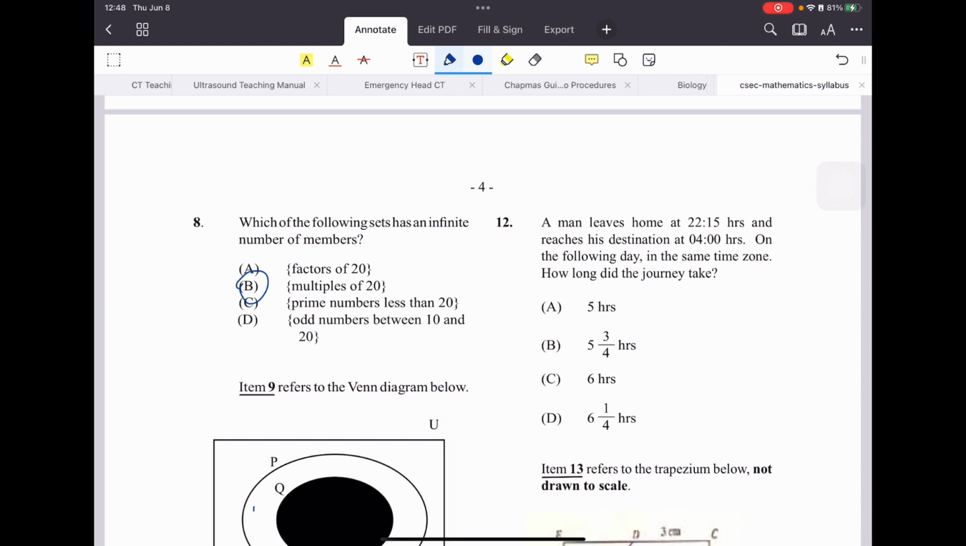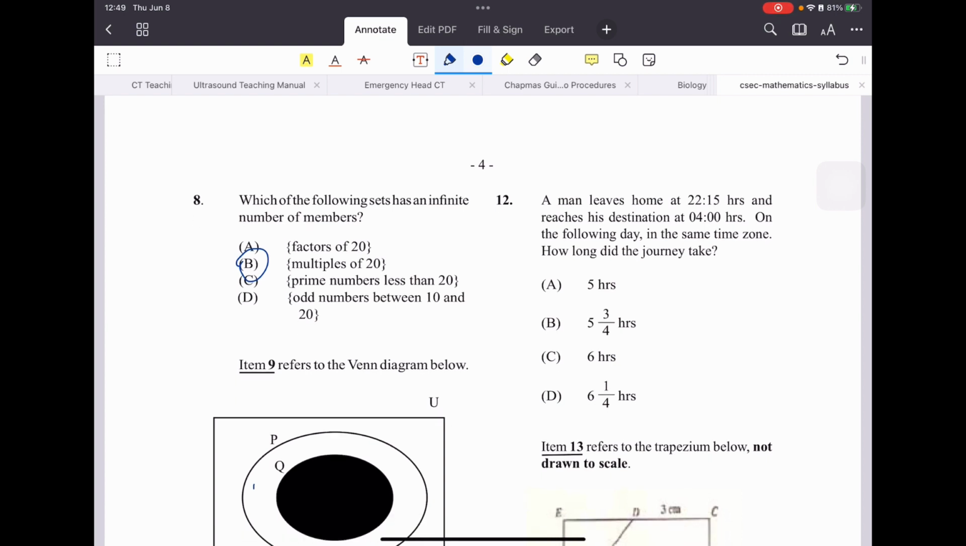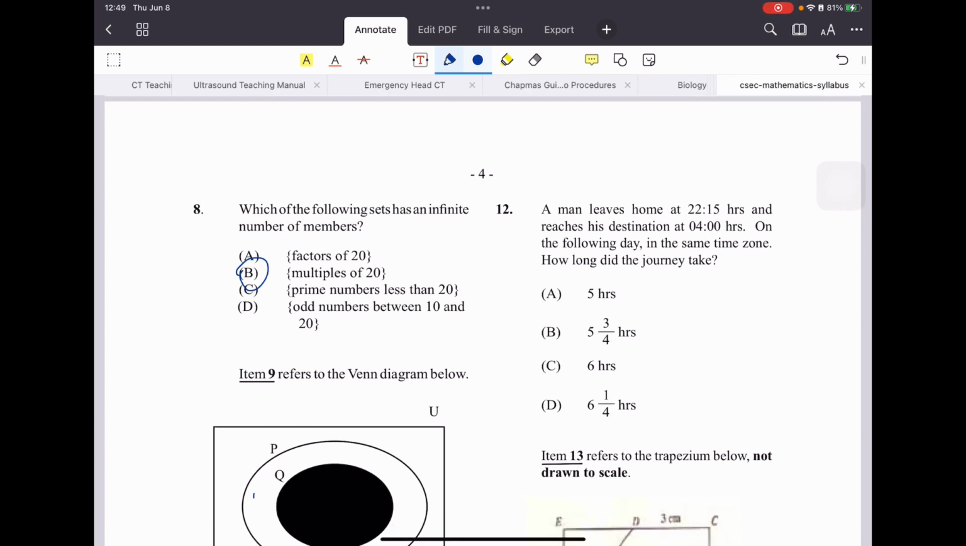Okay, so this is a very silly question. A man leaves home at 22:15 hours, which is 15 minutes past 10 in the night, and reaches his destination at 0400 hours, which is 4 o'clock in the morning, on the following day in the same time zone, right? How long did the journey take? So what you could do, you could take away the time, you could add it up in your head or all kinds of things, right?